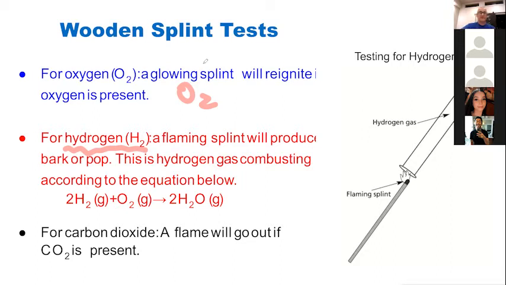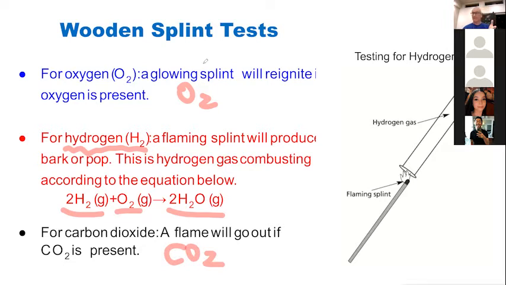And so this is the combustion. This is the balanced equation for the combustion of hydrogen. 2 moles of hydrogen, 1 mole of oxygen gives you 2 moles of water. And then finally, another reaction we're going to do is going to produce carbon dioxide.